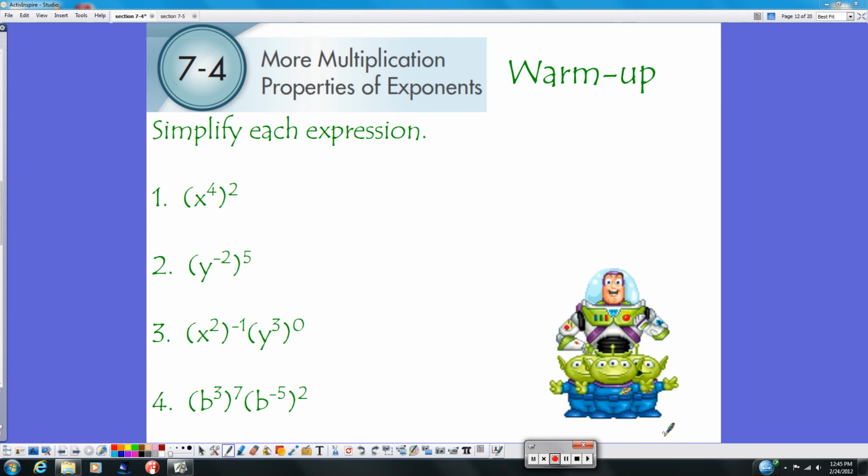Welcome back to section 7.4, where we are talking about more multiplication properties of exponents. Let's review what we did in the first part of this section. Try these warm-up problems and then check back to see how you did.